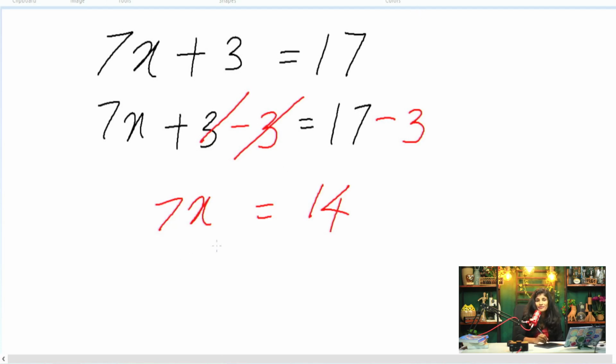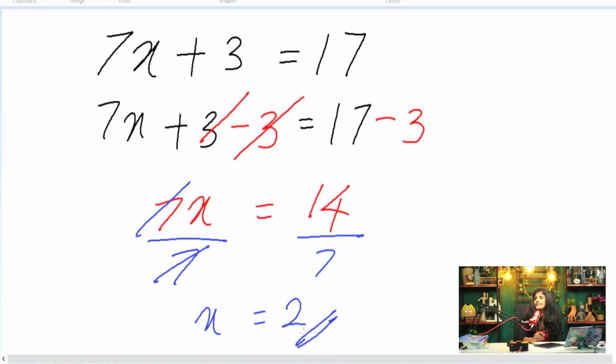Okay. So we have 7x, but we don't want 7x. We want just x, no? So I'm going to divide both the sides by 7. And 7 will cancel out. X equals 2. That's it. X equals 2.